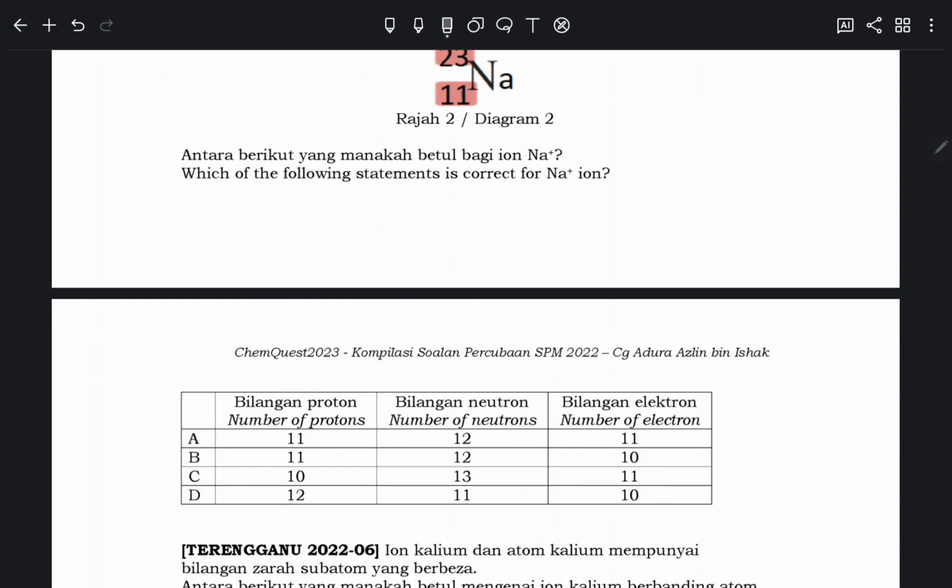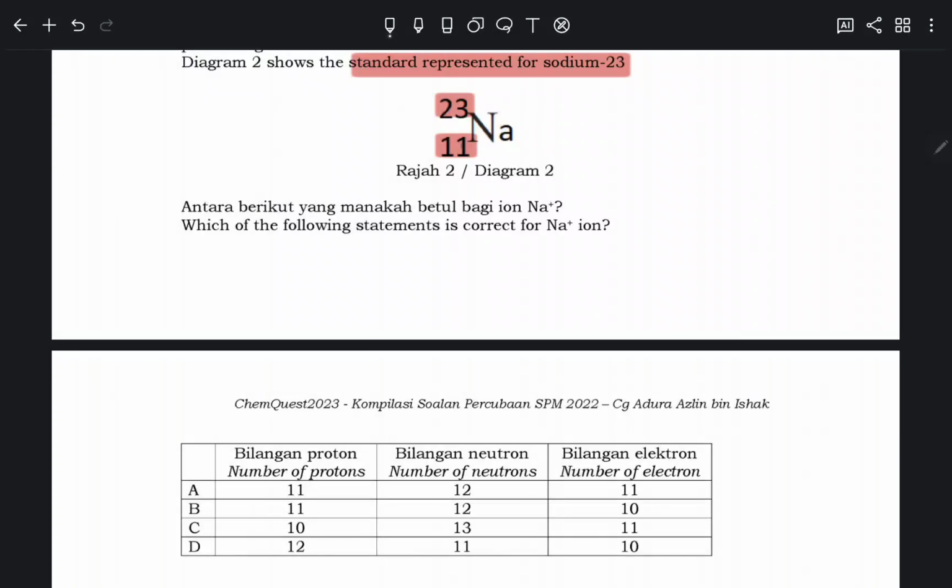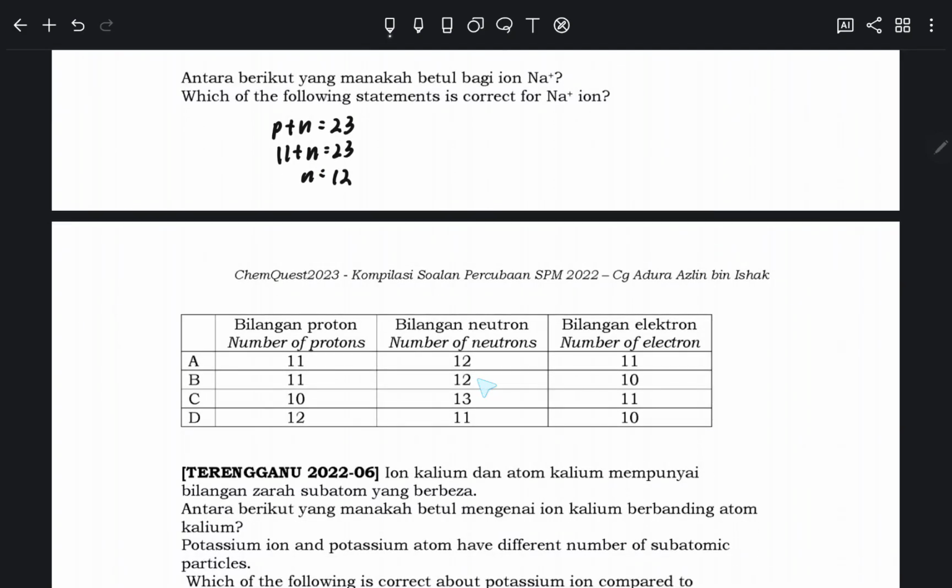Okay, so number of neutrons. How can I calculate my number of neutrons? I know my nuclear number is P plus N, 23. Correct? So my P is 11. So N, I don't know, 23. So N is 12. So my neutron is 12. So both of these have 12 neutrons. So the answer is still A or B.